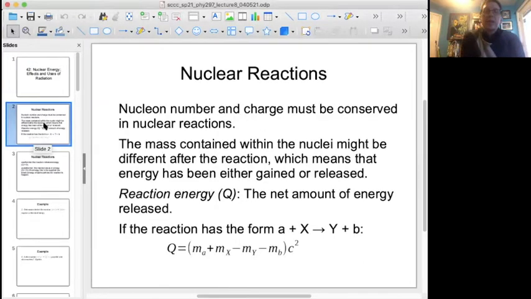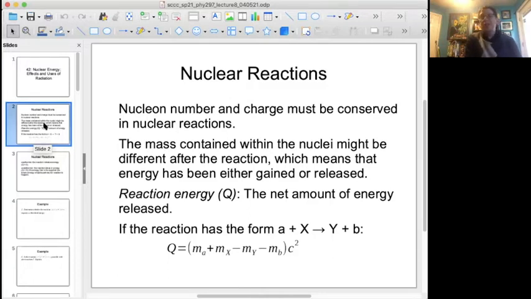So in nuclear reactions, nucleon number, and remember that's the total number of protons and neutrons, and charge must be conserved. In radioactive decay, that's not necessarily the case, but nucleon number and charge must be conserved in nuclear reactions, and the mass contained within the nuclei might be different after the reaction, which means energy has been either gained or released.